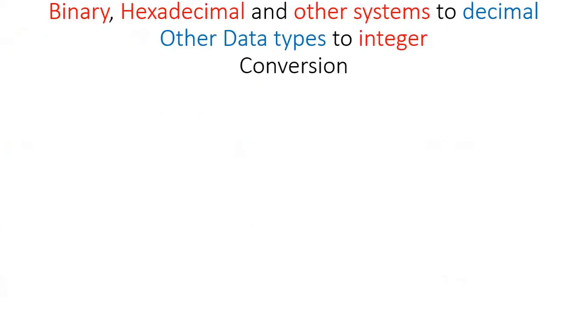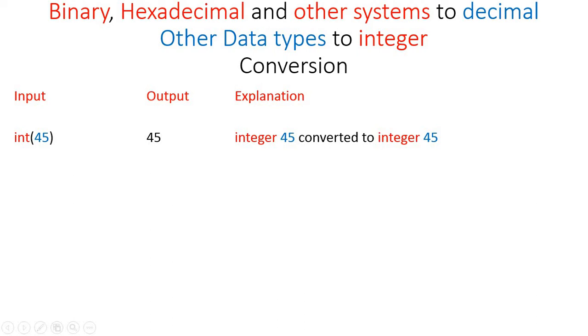Now let me tell you how you convert data types from binary, hexadecimal or other base systems to the normal decimal system, or how you convert other data types to the integer data type. For example, you want to convert 45, which is an integer, into an integer. So this is like funny. This doesn't mean anything. You are converting an integer into an integer. But just for the sake of learning, I'm going to tell you that if you type int and then type 45, this 45 will be considered as integer and then it will be converted into an integer 45.